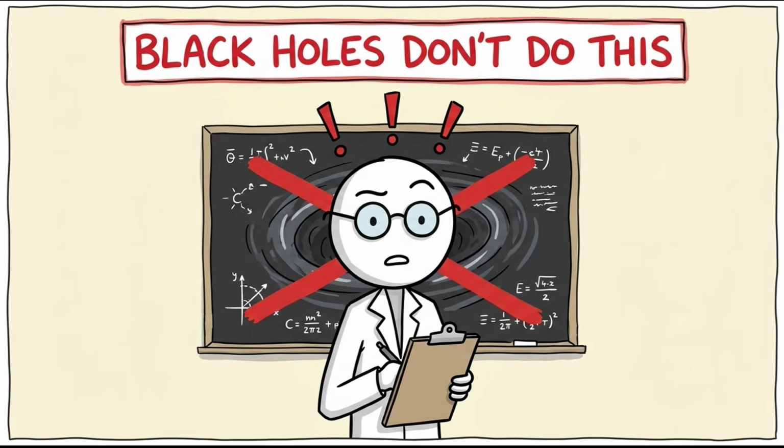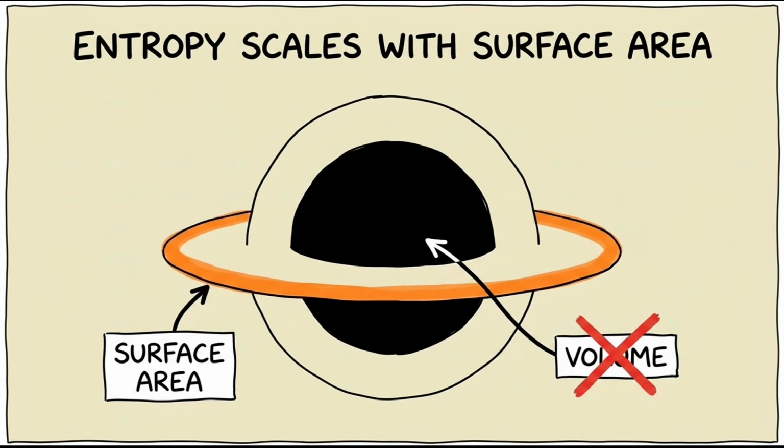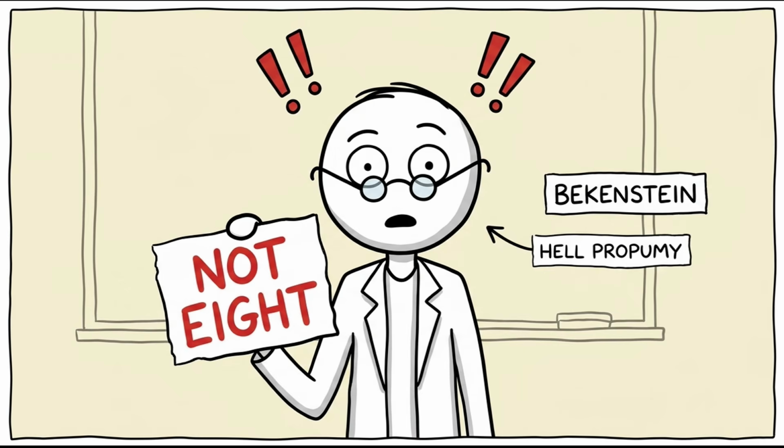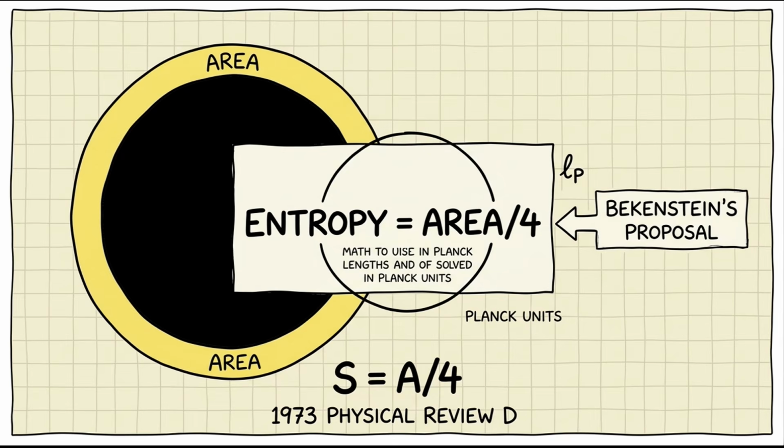Black holes don't do this. Bekenstein found their entropy scales with surface area, not volume. Double the radius, you get 4 times the information, not 8. In his 1973 paper in Physical Review D, Bekenstein proposed that a black hole's entropy equals 1/4 of its event horizon area, measured in Planck units.